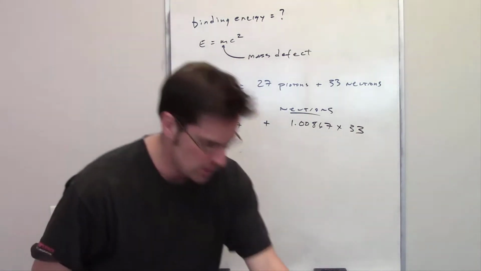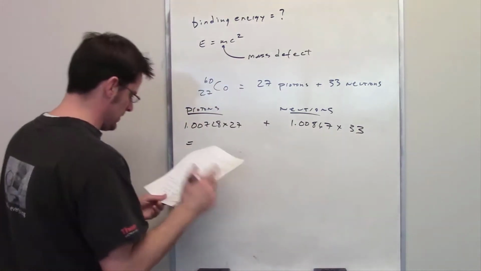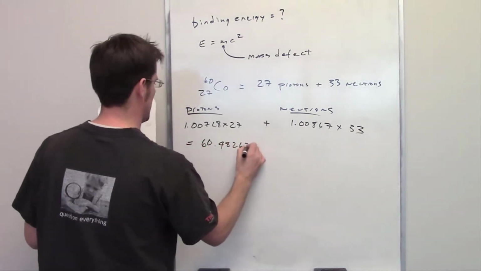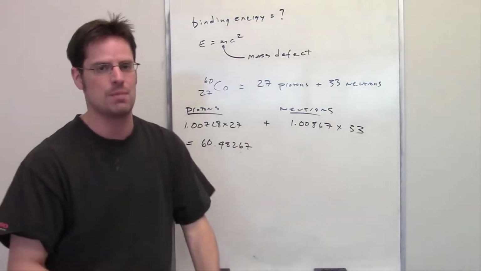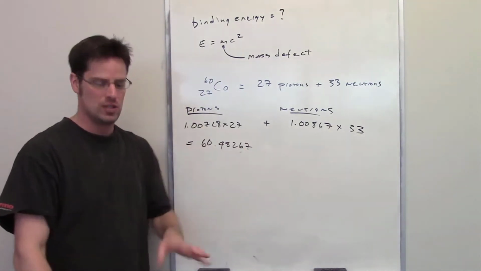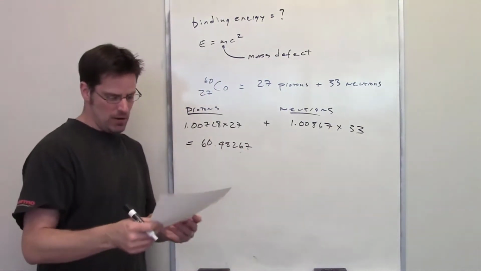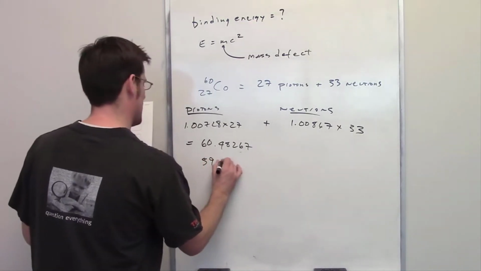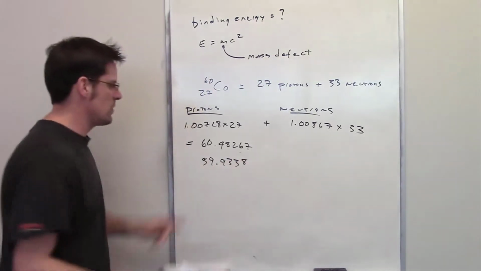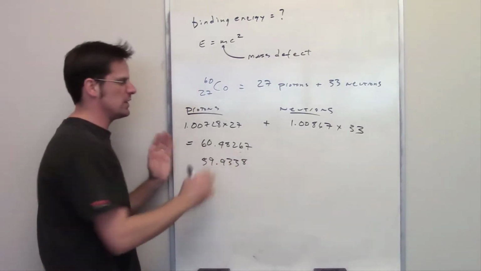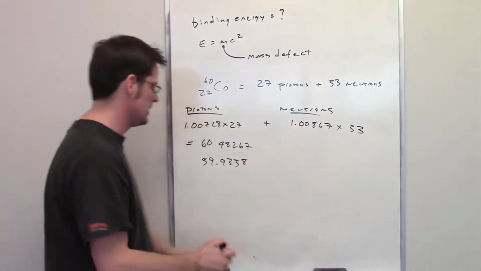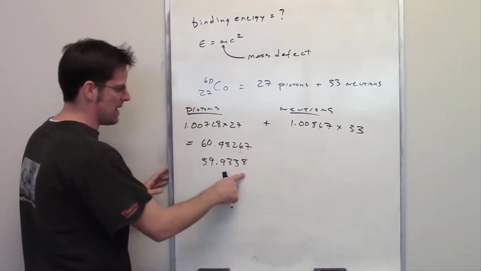I happen to have done that earlier, and the answer that I got was 60.48267. And I'm not honestly giving a rat's behind about the proper number of significant figures right now. It tells me, however, that the actual mass of a cobalt-60 nucleus is 59.9338. So this is what it theoretically should be if you're just counting the weight of the proton for all the protons and the weight of the neutrons for all the neutrons. But it actually weighs this amount.